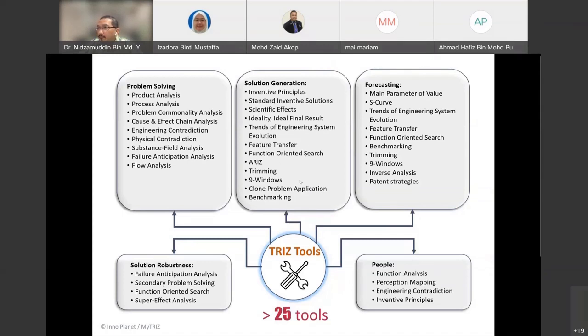So you don't need to use all of this. And in the beginning, the TRIZ tools were developed to solve engineering problems, but now it has evolved into several other fields, including business and management. So the same tools are being used in solving problems of business, HR, computer algorithms, and so on.